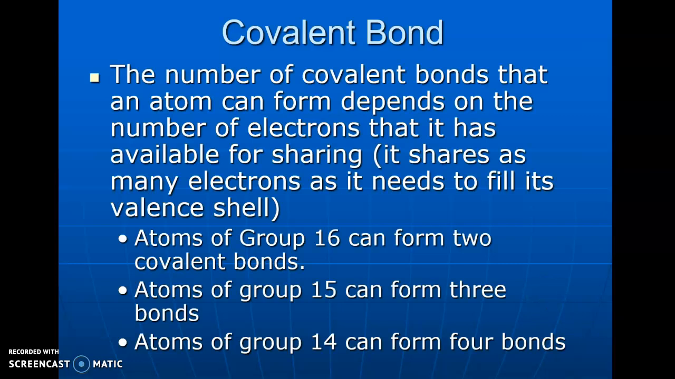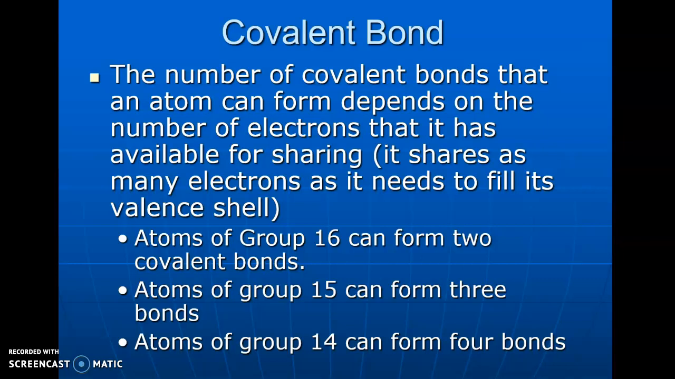So how are things going to bond? How many bonds are going to form is always going to depend on how many electrons are needed in order for it to fill its valence shell. So as you saw in those last examples, each one needs to have enough bonds to complete their valence shells.